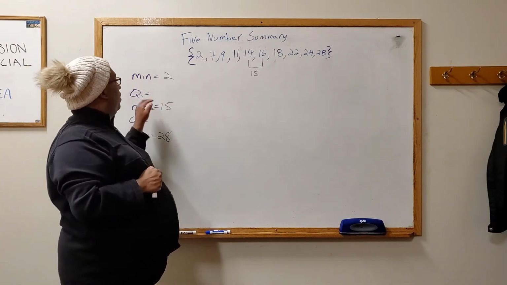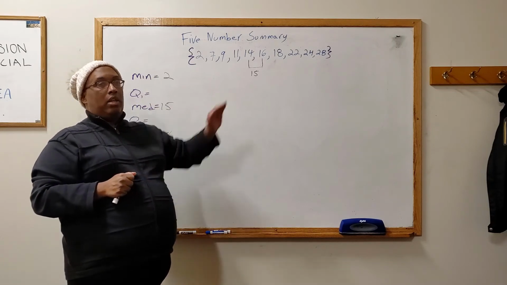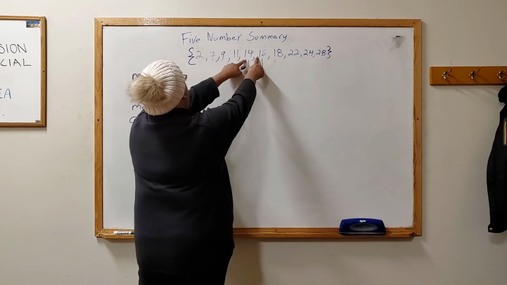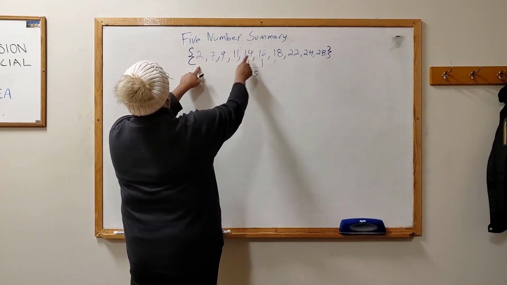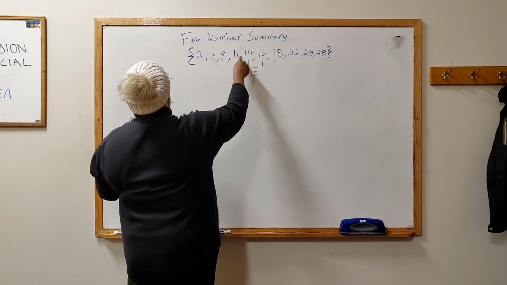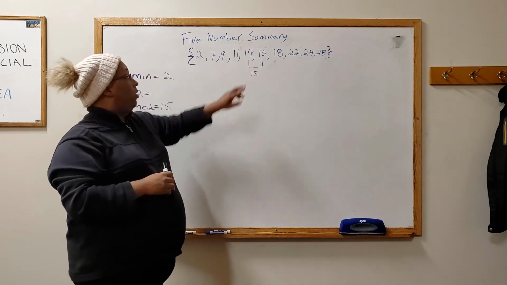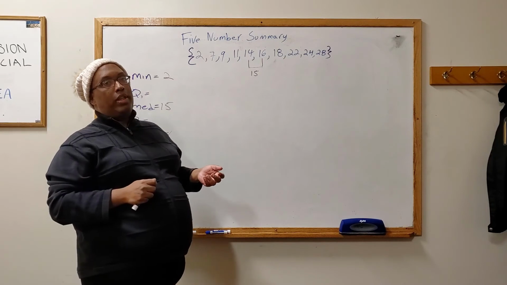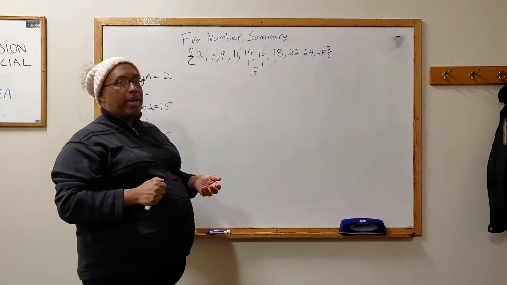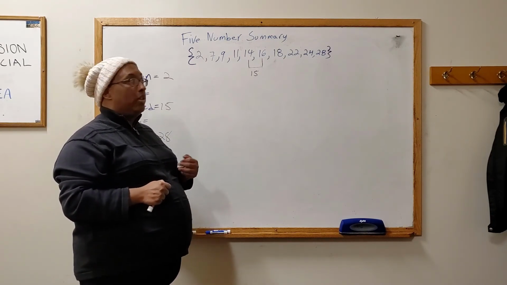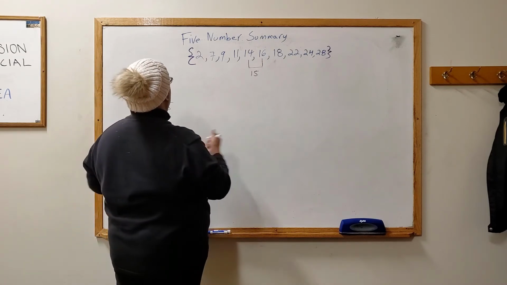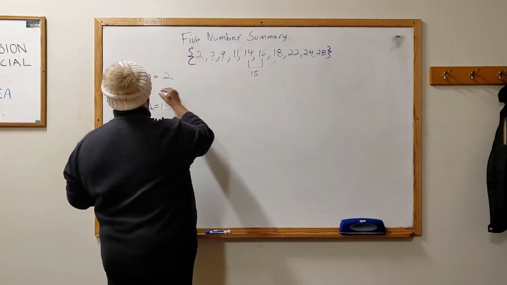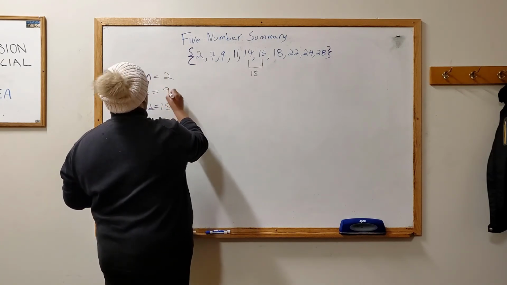Now, to find Q1, we want to look at the first half. So if the median is here, all of these numbers are below the median. So we have 1, 2, 3, 4, 5 numbers, including the 14. And 5 plus 1 is 6. 6 divided by 2 is going to be 3. So we want the third number. So the third number is 9. So this equals 9.